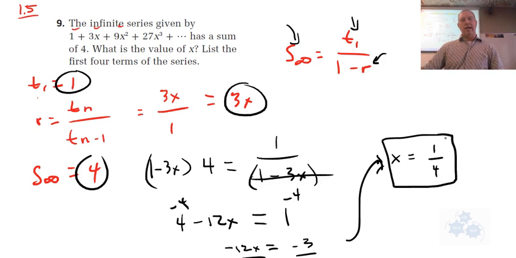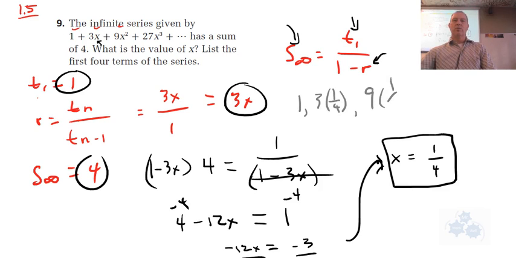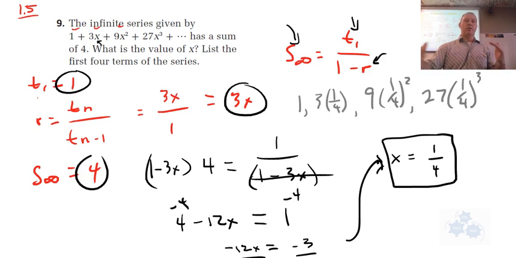So I think that should be your x. Oh, and then the second part lists the first 4 terms of the series. Okay, so that's easy then. You just put 1 over 4 in for x, right? So we've got 1, and we've got 3 times 1/4. And then we've got 9 times 1/4 squared, and so on. 4 terms to the series, and then 27 times 1/4 cubed. So expand that out, and that's the second part of the answer there.